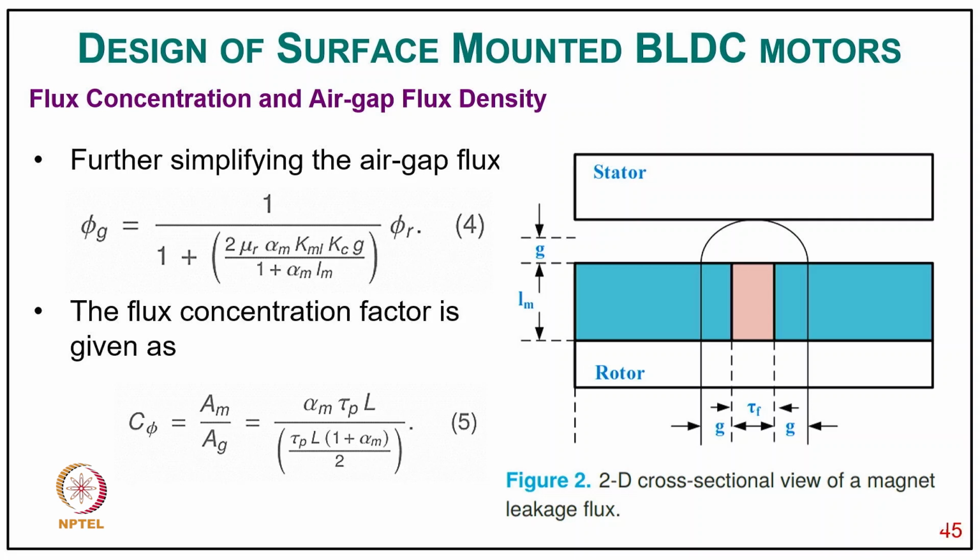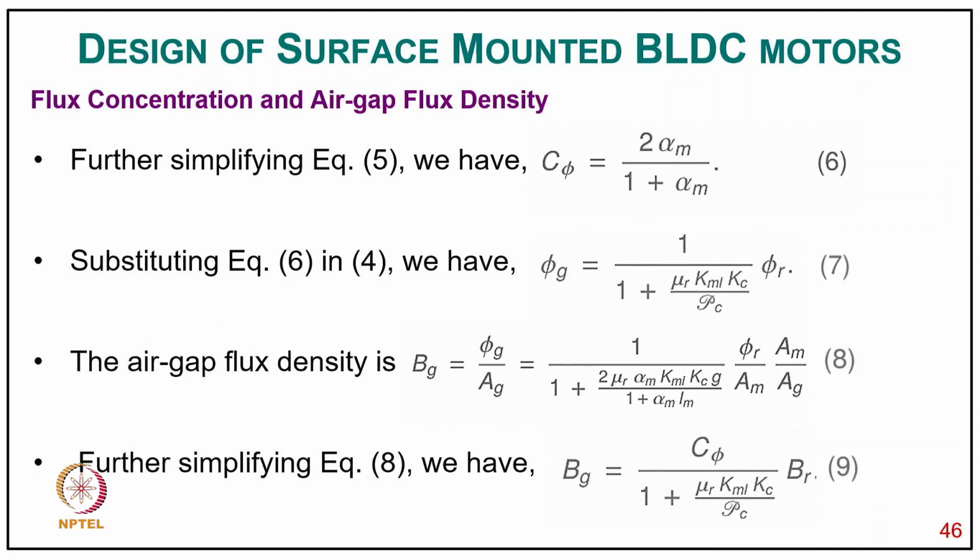Further simplifying, the air gap flux is phi g equal to 1 upon 1 plus in bracket 2 mu r alpha m kml kc upon g divided by 1 plus alpha m into lm into phi r, and the flux concentration factor is given as c phi equal to Am upon Ag, that is alpha m tau p into L divided by in bracket tau p into L 1 plus alpha m divided by 2, and further simplifying, we have c phi equal to 2 alpha m.